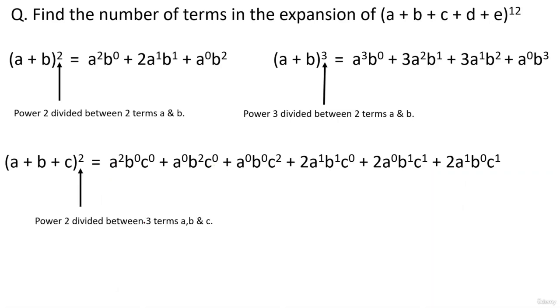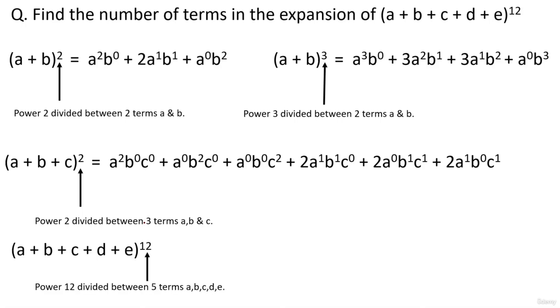So if the question says (a + b + c + d + e) whole raised to 12, it is as good as the number of ways of dividing 12 into five groups a, b, c, d and e. It's as simple as that, as we saw. So it is 12 plus 5 minus 1 C 5 minus 1, which comes out to be 16C4. As simple as that. If you calculate, it's 1820.